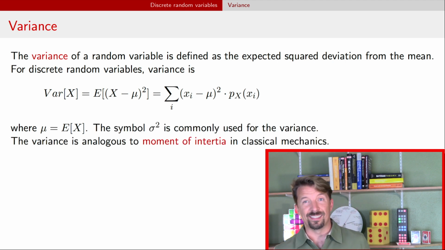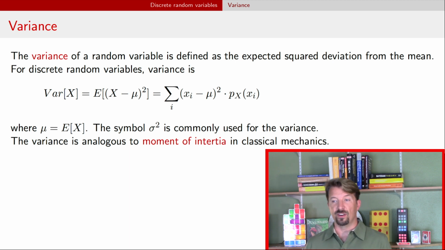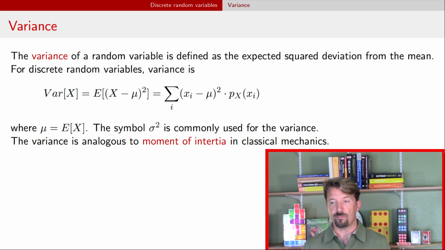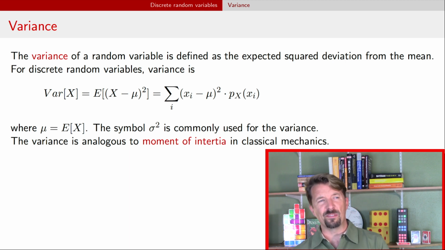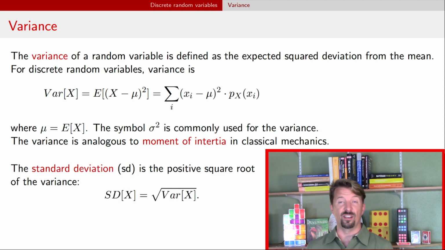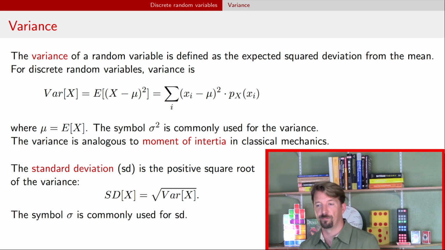Usually, if we want to make this succinct, we use sigma squared to represent the variance. And I just want to make a comment here, I won't go into detail, but this is analogous to the moment of inertia in physics, just like the center of mass was analogous to the expectation. Sometimes we talk about the variance, but more commonly, and we'll talk about why in a bit, we will use the standard deviation, which is just the positive square root of the variance. And if we want to use this particular value, we will call it sigma. Alright, so that's the variance.